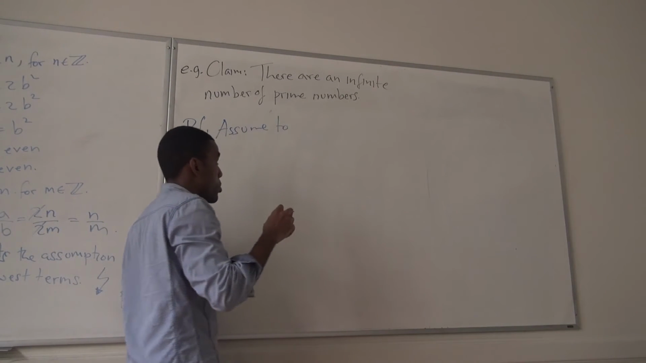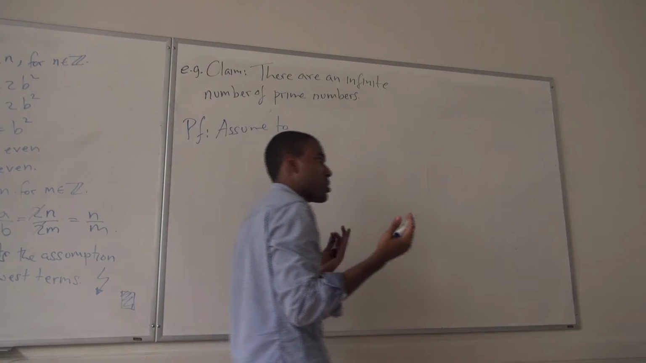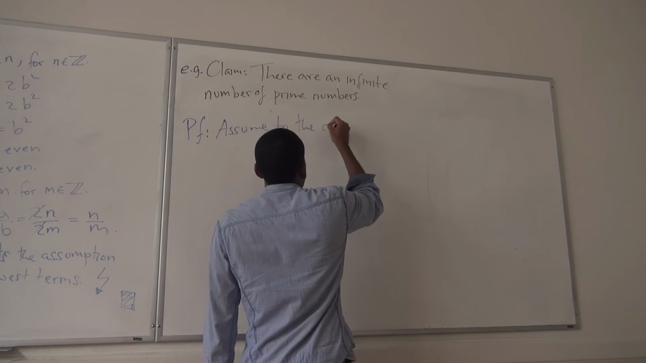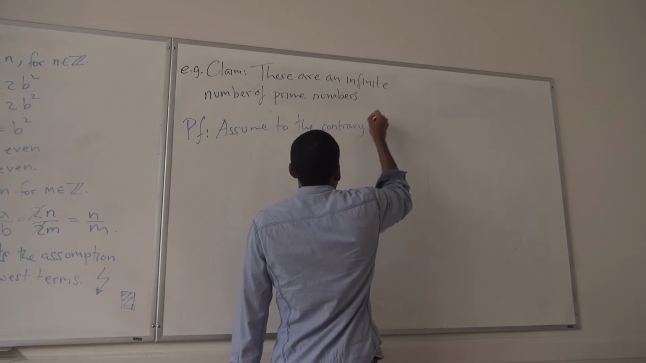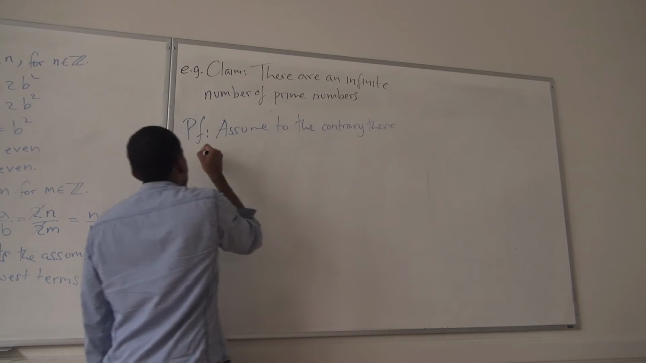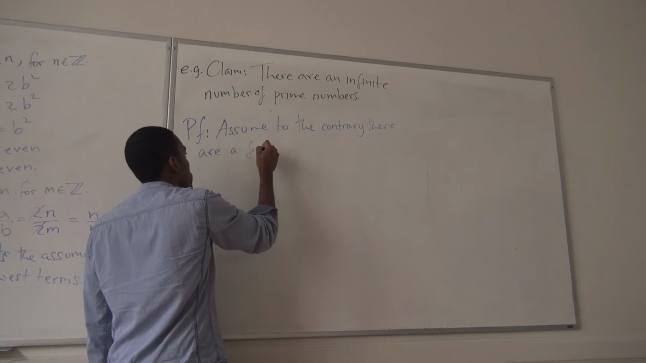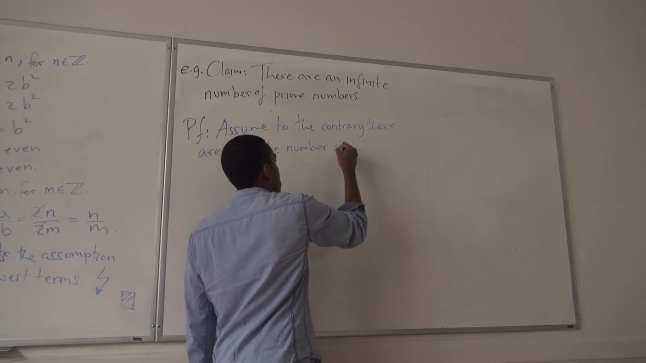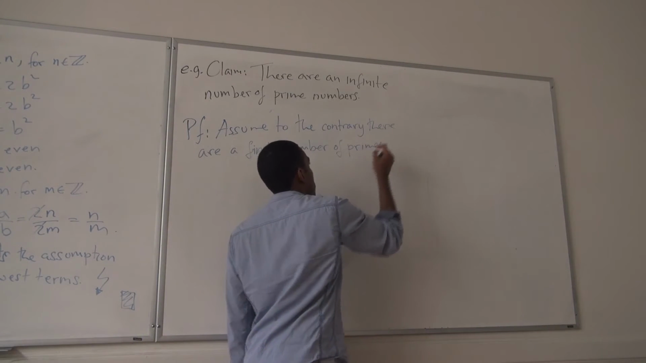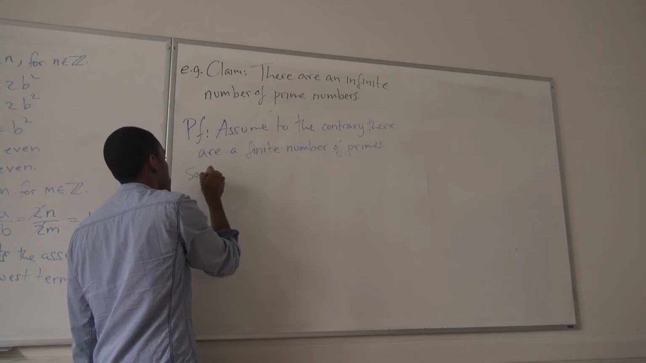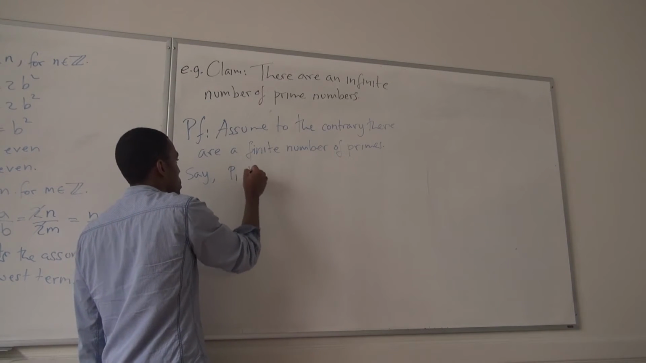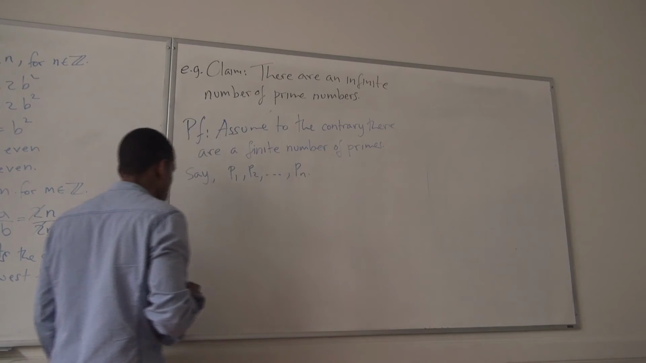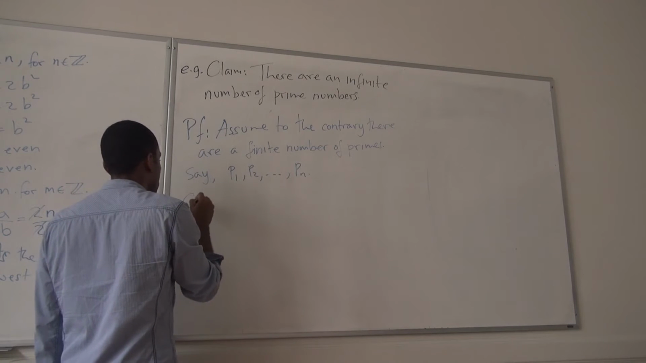It's one of the oldest ever recorded proofs by contradiction. That's why it's one of the things you have to know. Assume to the contrary there are a finite number of primes. Say, let's actually number them, P1, P2, all the way up to Pn. Does anyone actually know this proof?